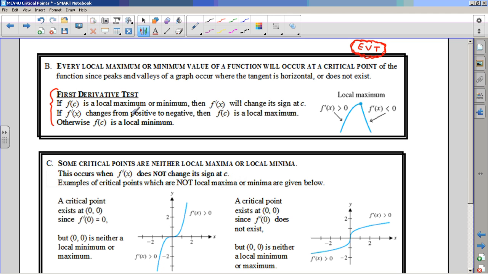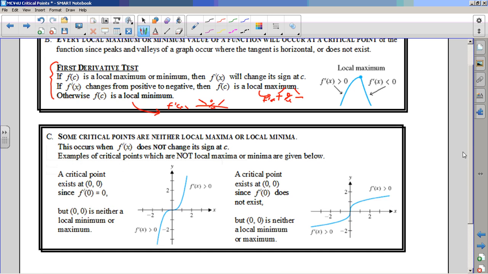So if f prime at x changes from positive to negative, then f at c is a local maximum. So this is positive, and then 0 or undefined, and then negative. Yeah, it's going to be a maximum. Otherwise it's a minimum. This is the first derivative I'm talking about again here, remember? First derivative is negative, and then 0 or undefined, and then positive. Yeah, it's going to be a minimum.